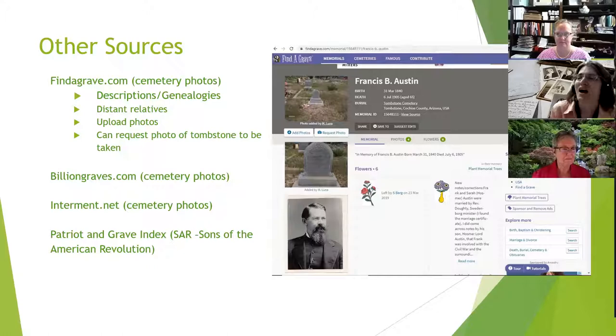There's also billiongraves.com. They have cemetery photos. Interment.net has cemetery photos. They have a kind of Boolean advanced search site. There's also the Patriot and Grave Index through the Sons of the American Revolution. You have to go to the top left of the screen to do the search. Laura will talk more about that. And over to you, Laura.